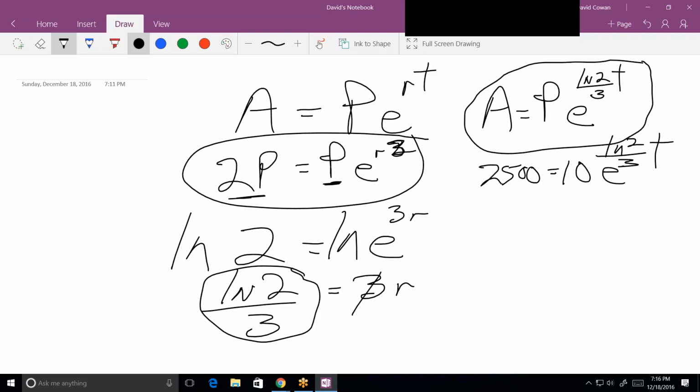And then you would solve this for t, and that would tell you how long it took 10 amoebas to become 2,500 amoebas. Right. You'd solve it like we always do. First step's to divide by 10. Next step is to take the natural log. All of that.